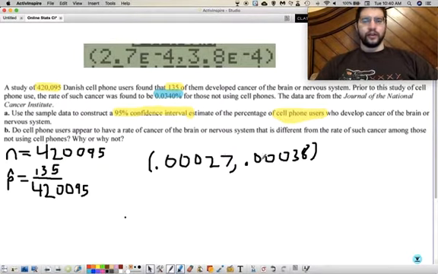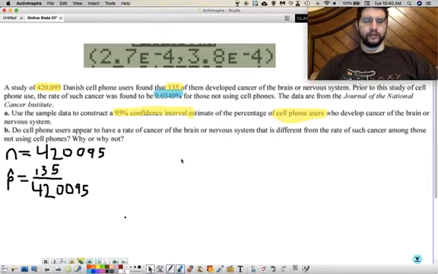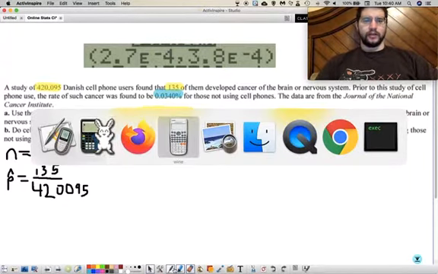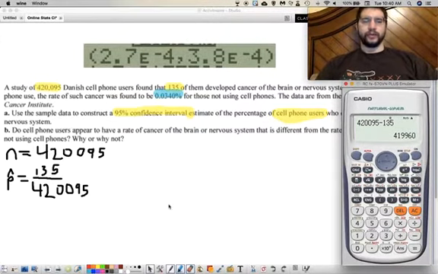Alright, so this should be our answer. Let's see what we get whenever we do it by hand. I'll just stick that down here out of the way. I'll look at the result of it in a minute. So Casio and by-hand users. We're going to do 420,095 minus 135, that's 419,960.